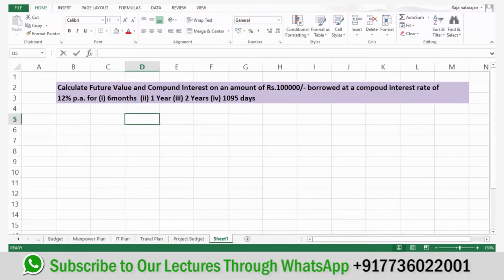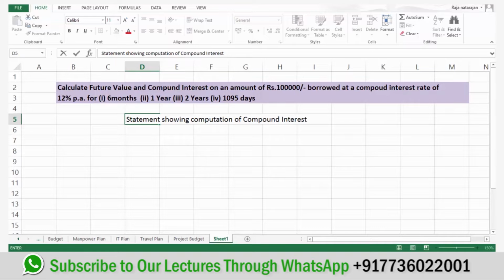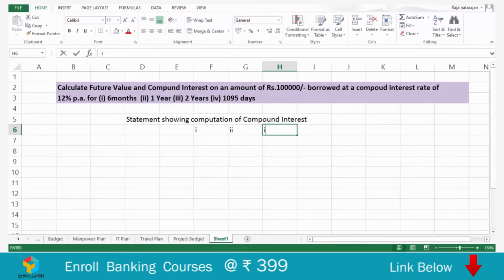Let me type that statement showing computation of compound interest. We basically have 4 scenarios here. So let's see how to calculate compound interest in all the 4 scenarios. Let me give the scenarios: scenario 1, scenario 2, scenario 3 and scenario 4. Let me just centerline them.